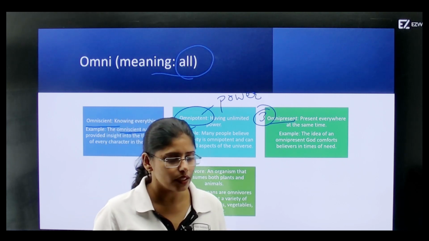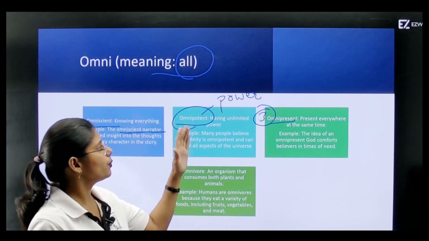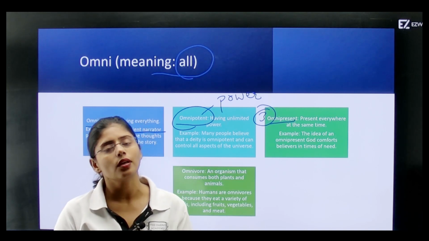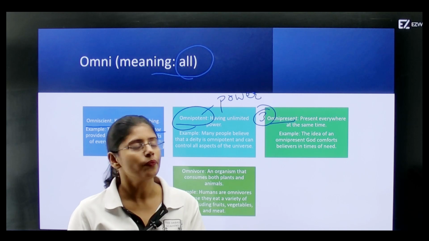So we can conclude that the words omniscient, omnipotent and omnipresent can be used in the context of God. That God is omniscient, omnipotent and omnipresent.